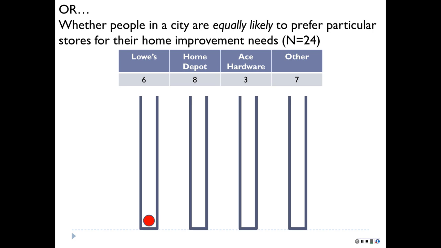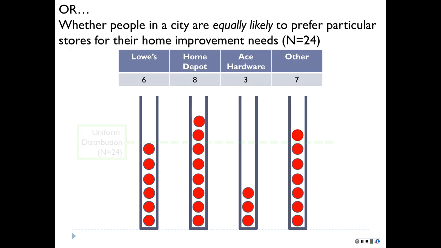So let's think about binning. You've got six people here, eight people here, three people here, and seven people here. A uniform distribution for 24 people would say there should be six in every category, right? 24 observations, four categories, would be six per category. So one null hypothesis might be that people prefer the stores equally, that there's an equal preference for the stores. If you reject that null hypothesis, then you might look and see which store is the most preferred. If the null hypothesis can't be rejected, then you say, well, what am I even looking for a preferred store for? Because there's nothing that's really preferred more than anything else.